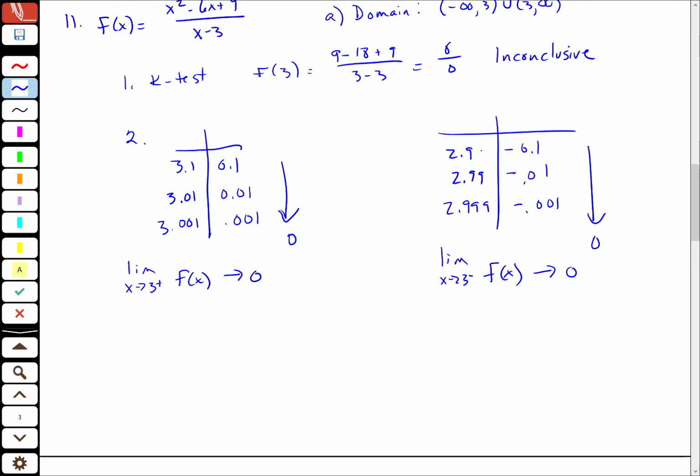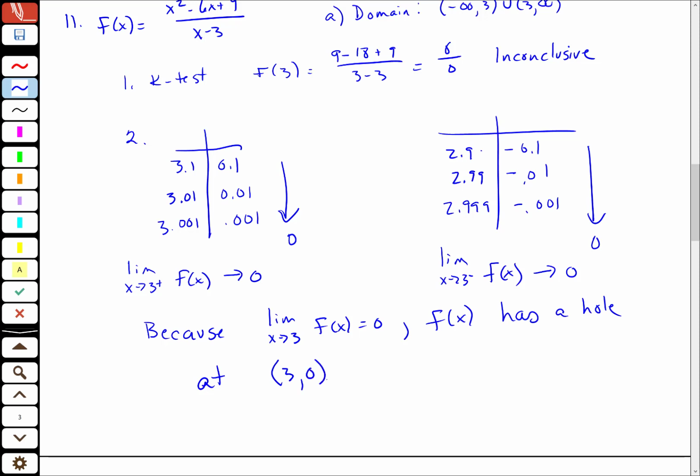Now, because of that, do you see how 0 is kind of not special. In this case, it's just a number, but it's a solid number. It's not like infinity and getting really big. So because of this, I conclude, because I think that the limit as x goes to 3 of f of x is equal to 0, then f of x has a hole at the point 3, 0. Right? So this is the sort of behavior that you see when there's a hole.